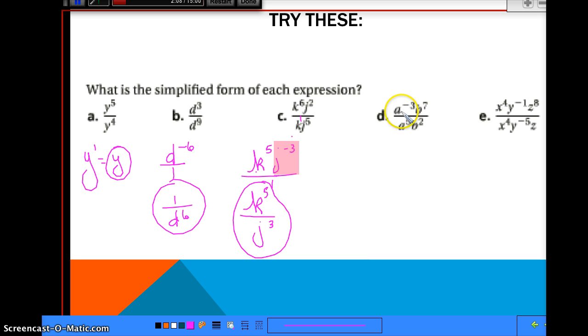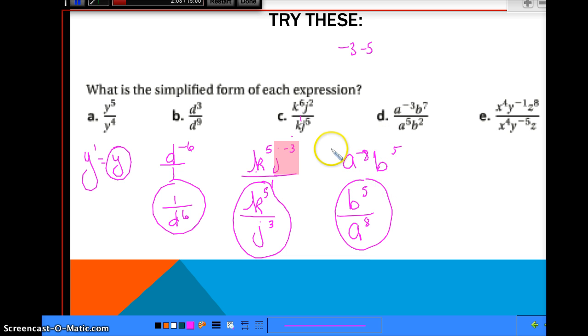Next one, find the like bases. We have a to the negative 3 minus 5, which would be negative 8. You have b to the 7 minus 2 would be 5. The only one you have to flip is the one with the negative exponent. So the a to the negative 8 is going to drop down and go as a positive. b to the 5th stays because the exponent is positive.